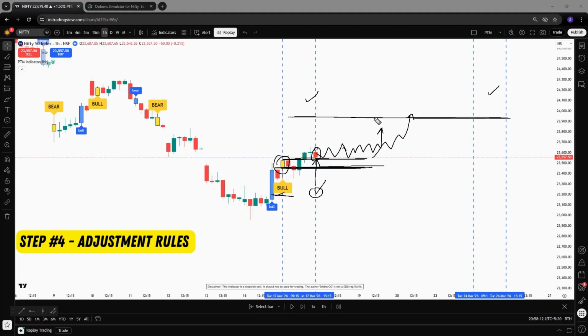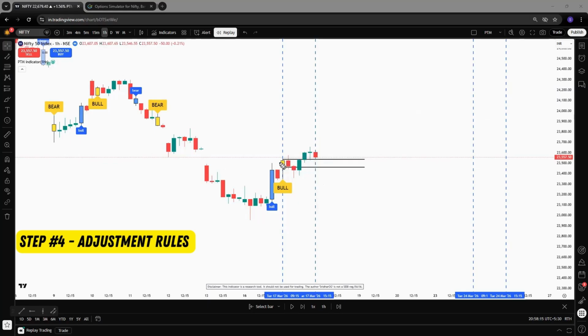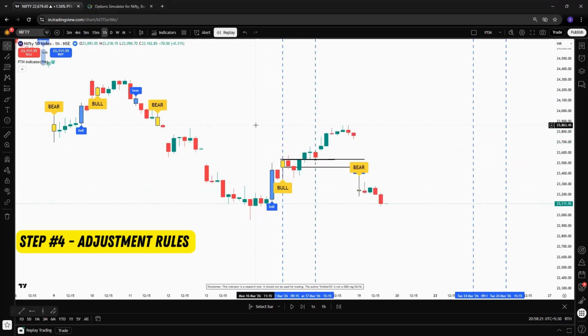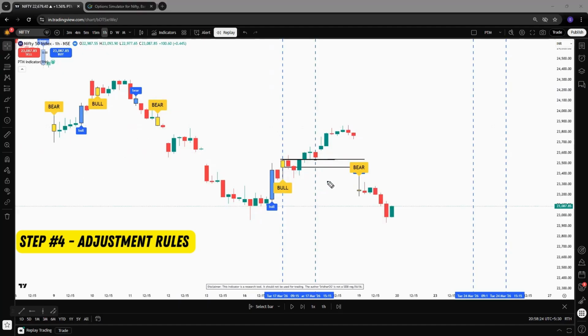First adjustment rule. Next adjustment rule. Let me just play forward this signal. Let's see what happens. Okay, see what happened here. Market dropped, correct? So if any time in this week, after I have executed, the range breaks, what I must do, I must exit the old position. Very clear. Anytime this range breaks, I have to exit the old position.